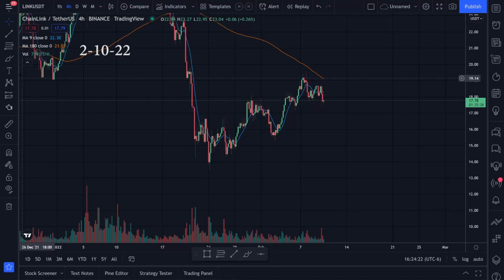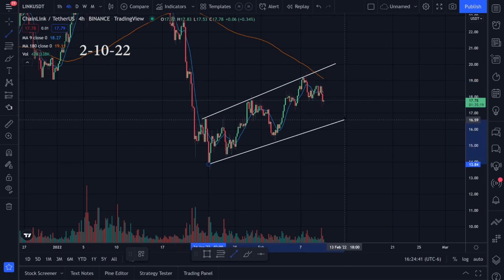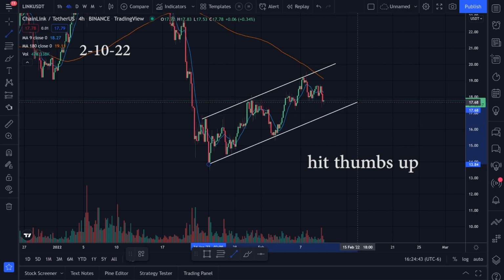Let's take a look at the chart action for Chainlink. All right, so I'm on the 4-hour time frame now. We got a blank slate. I'm looking at support right here, resistance, resistance, resistance. Let's go ahead and draw some trend lines. In my opinion, it kind of looks like we formed a rising channel, something like that.